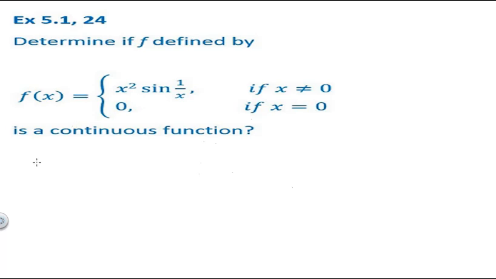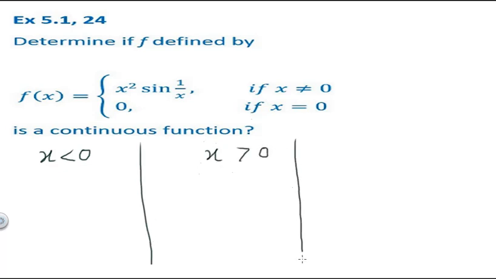Let us check. So how many cases will there be? When x is less than 0, when x is greater than 0, and when x is equal to 0. Let me write it. x less than 0, x greater than 0, and x equals 0. When x is less than 0, x equal to 0 has value 0 of the function, but not 0 means whenever it is greater than or less than 0, the function will remain as x square sine of 1 by x in both the cases.